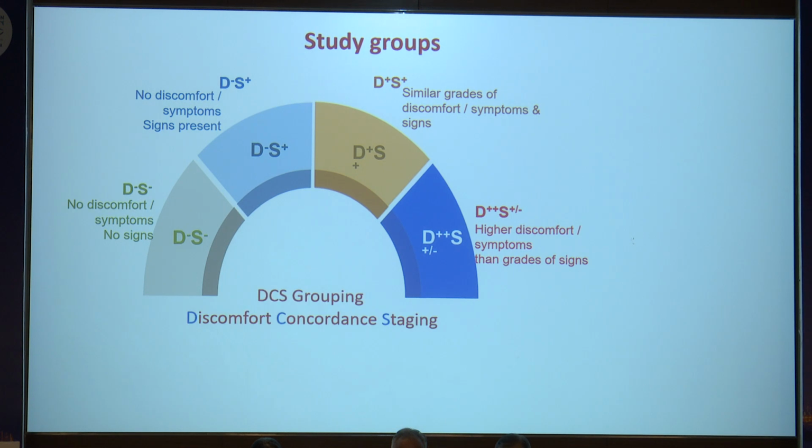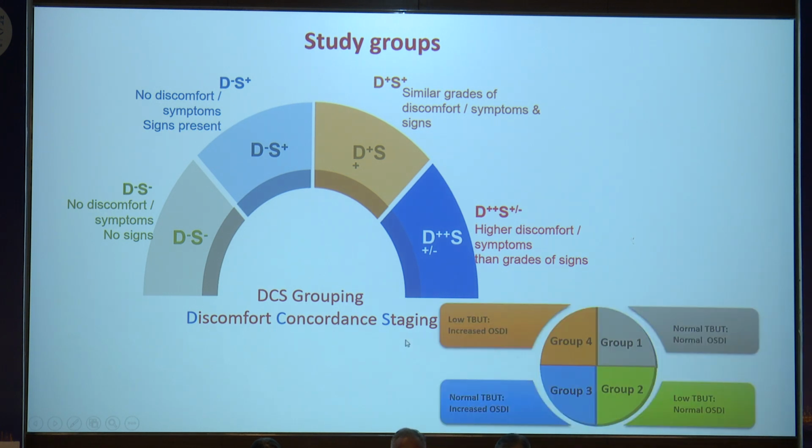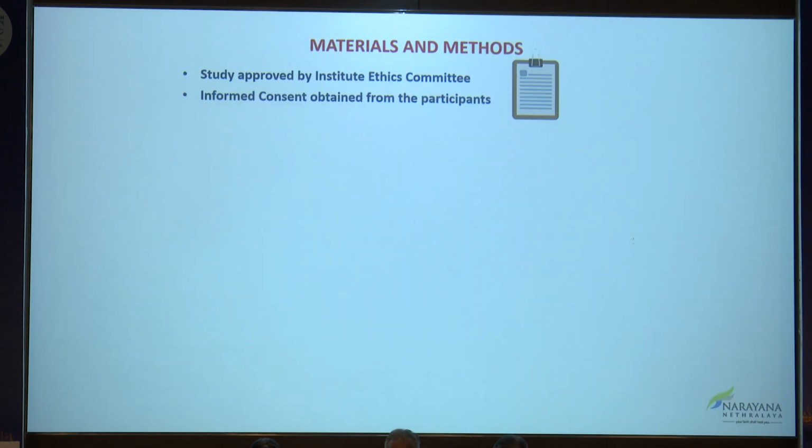So this is our novel classification system, which I have described earlier, which we call discomfort concordance staging, where we give emphasis to the discordance between the patient's signs and symptoms and the chronicity, the refractoriness of the symptoms, whether these symptoms correlate well enough with the clinical signs the clinician can examine on the slit lamp.